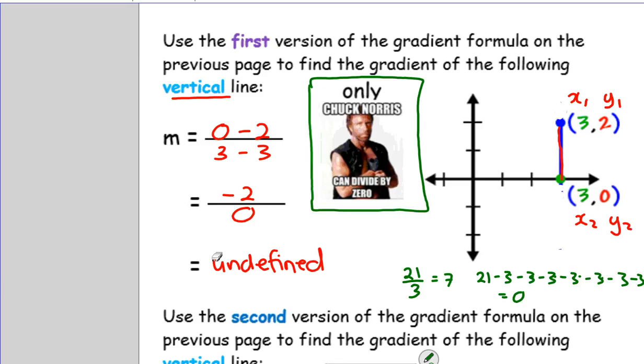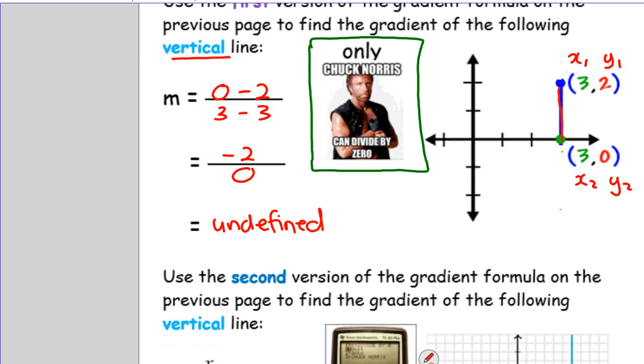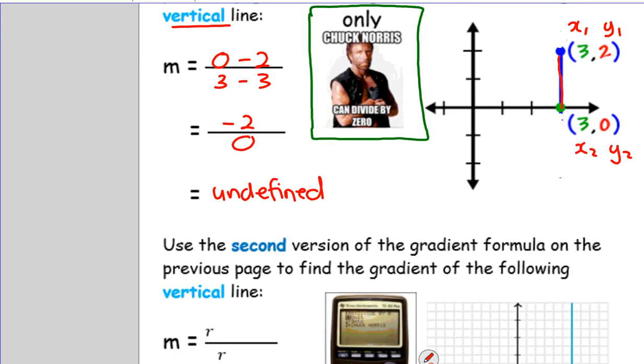But if you take something like negative 2 and you keep subtracting 0, you never get back to 0. So that's why dividing by 0 doesn't make any mathematical sense. Only Chuck Norris can divide by 0. If you get 0 divided by a number, that's fine, that gives you 0, but a number divided by 0 is undefined. So you have an undefined gradient.